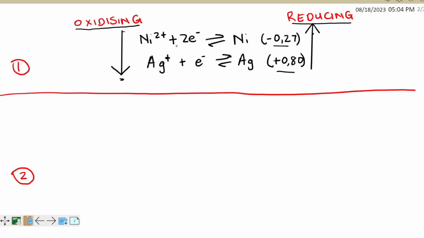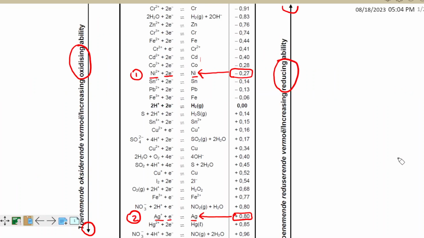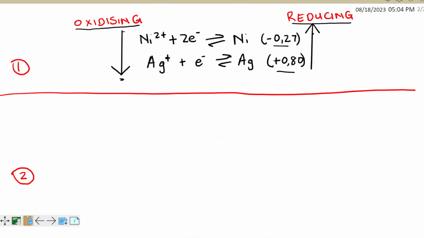So I wrote this as it is. The one that was on top was nickel. The one that was below was the silver. So I did not change anything. Let's go back and see. The one that was on top was the nickel one. Here is the voltage for it. Then the one below was the one for silver. Here is the potential below. So the arrow on the left is oxidizing ability. The one on the right is reducing ability. I just wanted you to zoom in between these two reactions. So this is what now I'm going to explain to you.